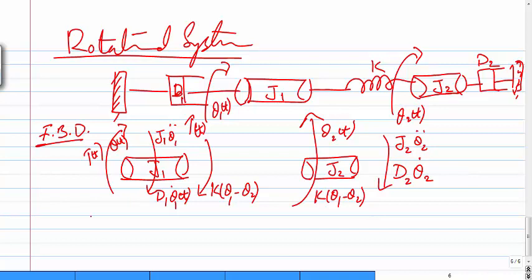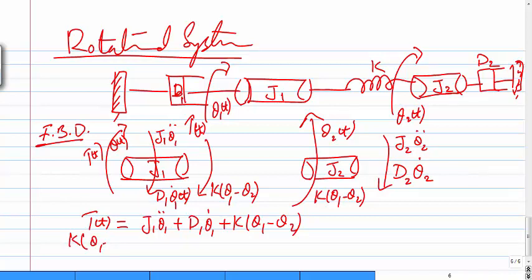So this is the way you can write the equation. The equation is sum of torques is equal to J theta double dot. So the applied torque is equal to J1 theta 1 double dot plus the opposing D1 theta 1 dot plus K times theta 1 minus theta 2. Similarly, in this equation, the applied torque is K times theta 1 minus theta 2, which is equal to J2 theta 2 double dot plus D2 theta 2 dot. So this is the equation of this system.